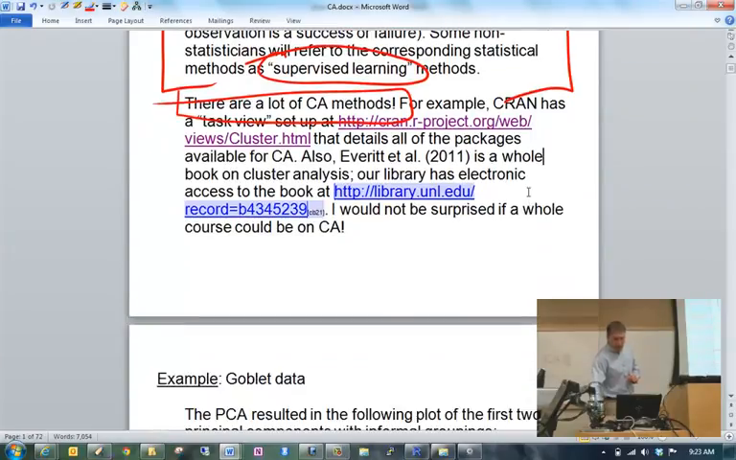Now, also, one of the recommended books for our course, the Everett and Hawthorne book, has a section on cluster analysis. But the co-author, Everett, also has his own book on just cluster analysis itself. Again, to give you an idea of just how big this area is. You can actually obtain the book electronically from our library if you are interested.